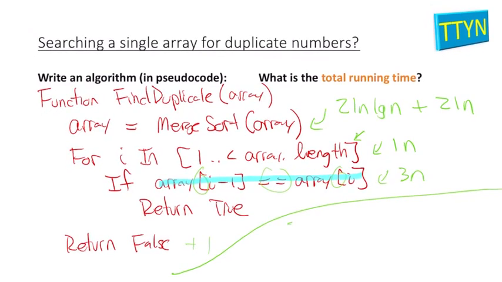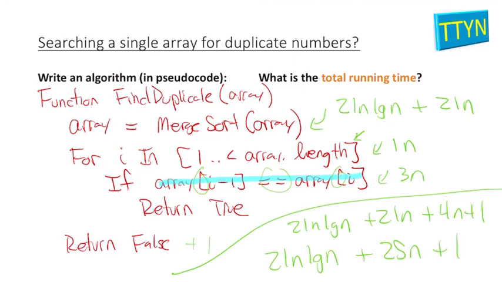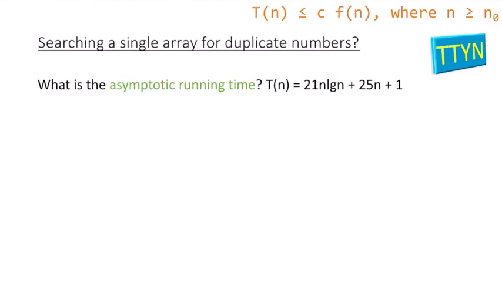So what's our total running time? We've got 21 n log n plus 21n plus 3n plus 1. So that's 21 n log n plus 24n plus 1. Total running time. So what's the asymptotic running time? Well, let's again look at our highest order of n for each term. This one's n to the 0, this one's n to the 1, this one we've got n to the 1 times log of n. So is n log n a higher order term or a lower order term when compared to n to the first power?